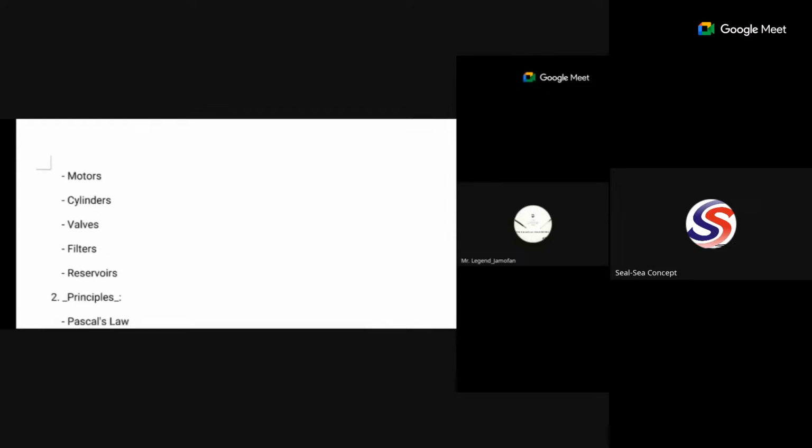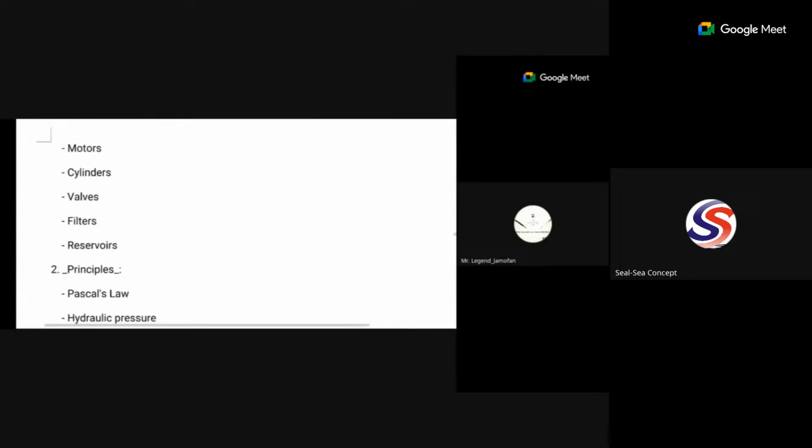So let's briefly look at the components of a hydraulic system. In a hydraulic system, you can have motors. We have the cylinder, because like I told you, it makes use of oil. So you have the cylinder, you have the valves. The valve is like an opening gate, used to regulate the pressure. So you can use valves to regulate the pressure.